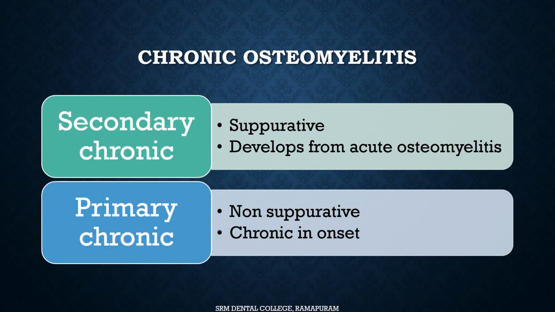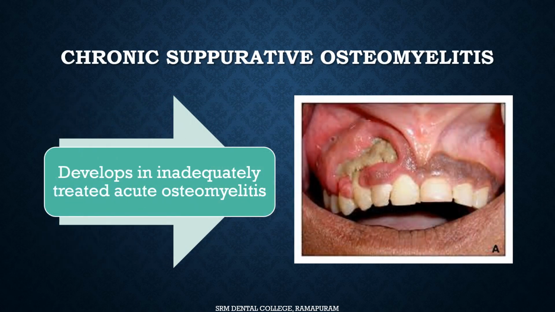Chronic osteomyelitis can be broadly classified into primary chronic osteomyelitis and secondary chronic osteomyelitis. Primary chronic osteomyelitis is a type of non-suppurative osteomyelitis that is chronic in onset, while secondary chronic osteomyelitis is a suppurative type of osteomyelitis that often develops from acute osteomyelitis. And for today's discussion, we are going to be seeing only about secondary chronic suppurative osteomyelitis. Chronic suppurative osteomyelitis usually develops as a result of inadequately treated acute osteomyelitis, and rarely it may also develop as a complication of radiation therapy.